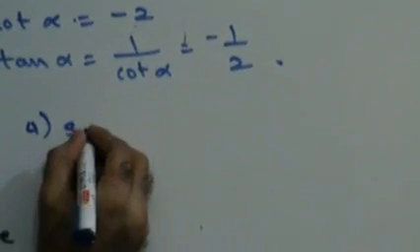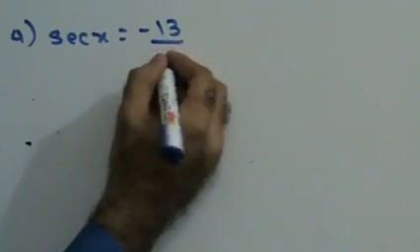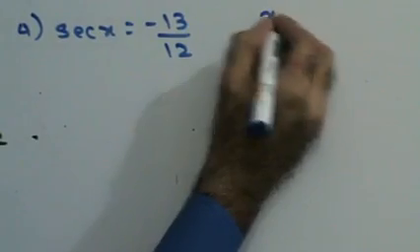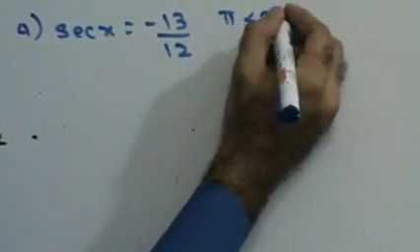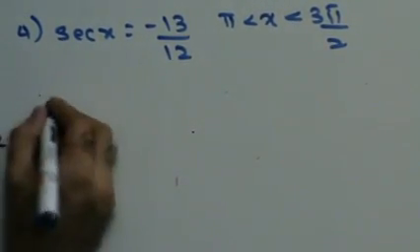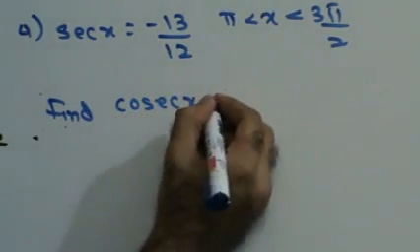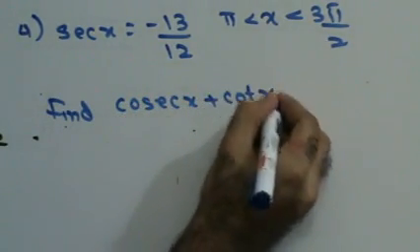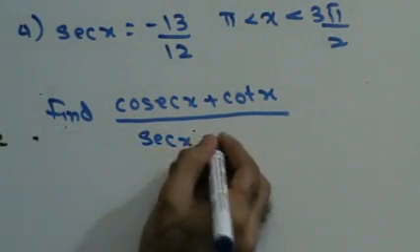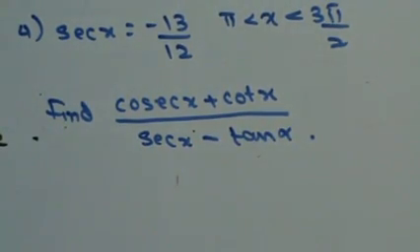Sec x is minus 13 by 12 and x is greater than pi and less than 3 pi by 2. And they've asked you to find out the value of cosec x plus cot x upon sec x minus tan x. Right? Let's see how to solve this sum, guys.